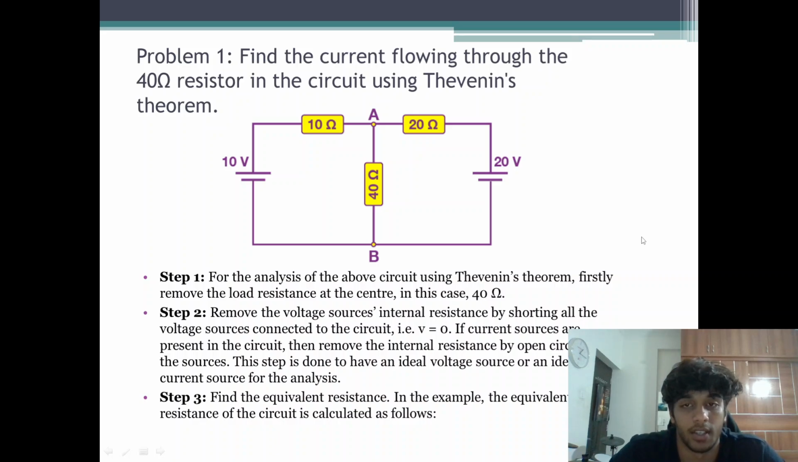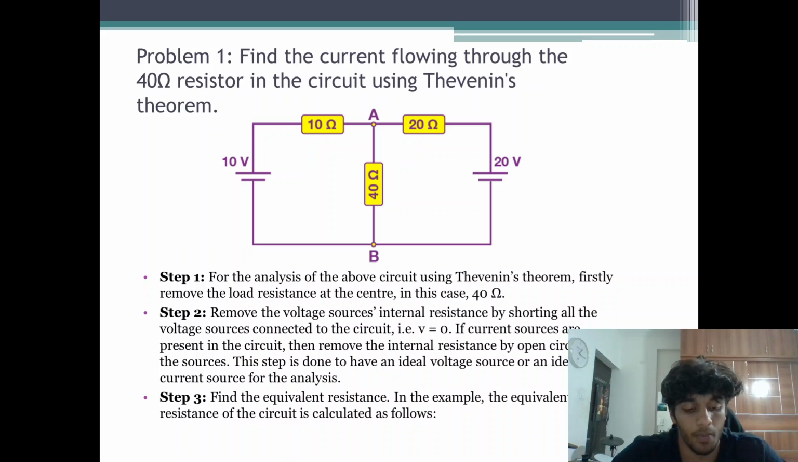So the next step is to determine RTH, that is Thevenin's resistance. For that, we need to deactivate all independent sources in the circuit and replace all voltage sources with short circuits. Replace all current sources with open circuits. Now calculate the equivalent resistance of the remaining network. This is called Thevenin's resistance, RTH.